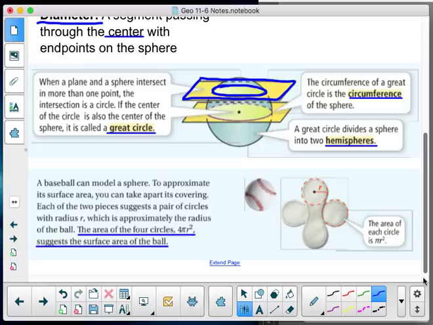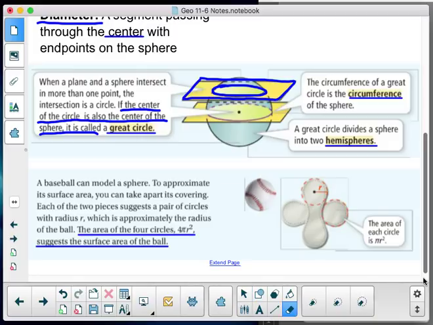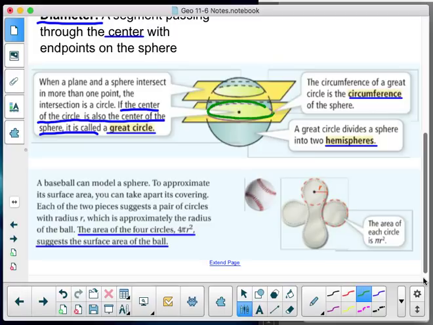If the center of the circle is also the center of the sphere, it's the great circle, or the equator. Think about the equator, the great circle of Earth. It would be this one, where the cross section contains the center. The circumference of the great circle is the circumference of the sphere itself. And a great circle divides a sphere into 2 hemispheres. If this were Earth, this would be the northern hemisphere, and this would be the southern hemisphere.